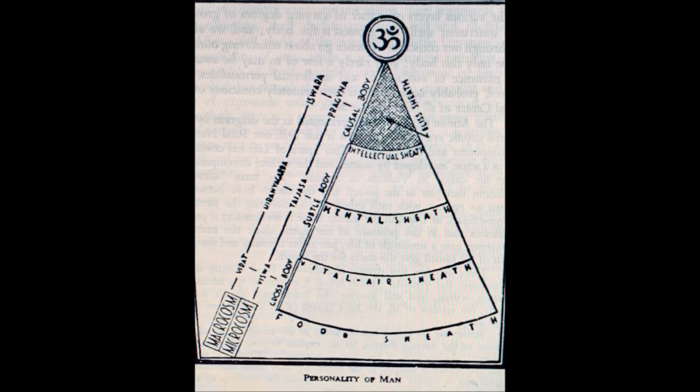And then apana is the expulsion of waste, the excretion system. All the waste that leaves the body happens because of the apana vayu. And then samana is the digestive system, that is the function of that vayu. Udana gives vitality to the sense organs, especially the face, where most of the sense organs are. And then vyana pervades the entire body. It's like a reserve of the prana.